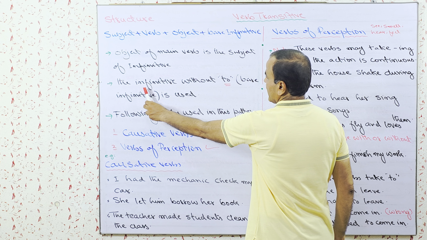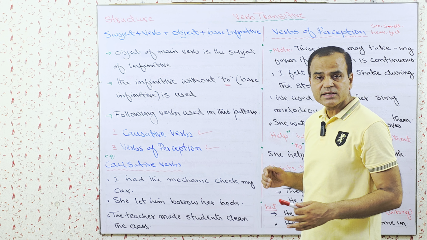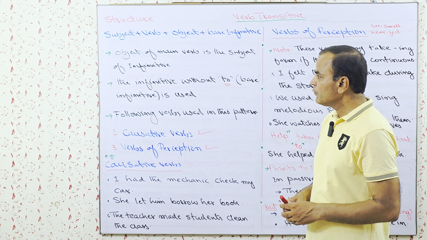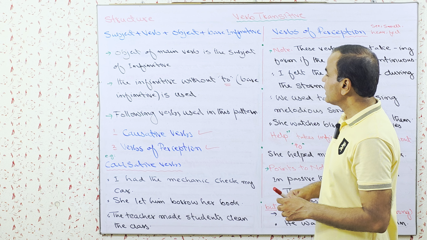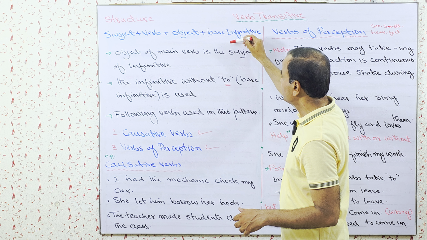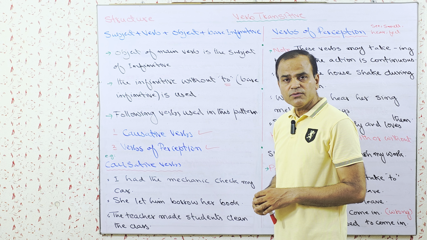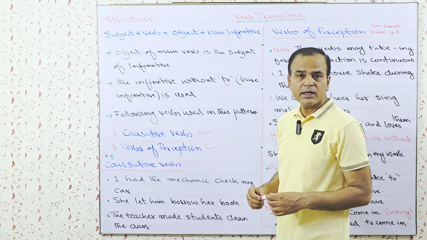In our last video, we also learned such a structure. But in that video, we learned that the verb or the infinitive which is used after the object is full infinitive, means that it takes to. What is full infinitive? What is bare infinitive? And what are the kinds of infinitive? If you want to know more about them, please watch my video on that particular topic.